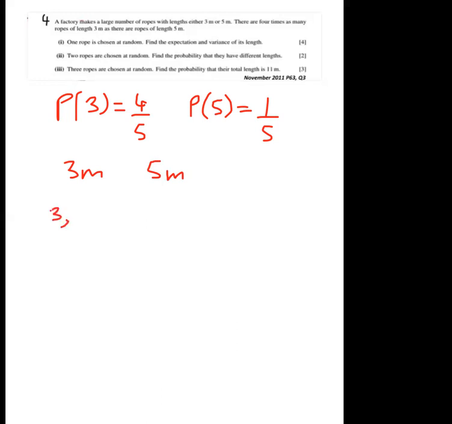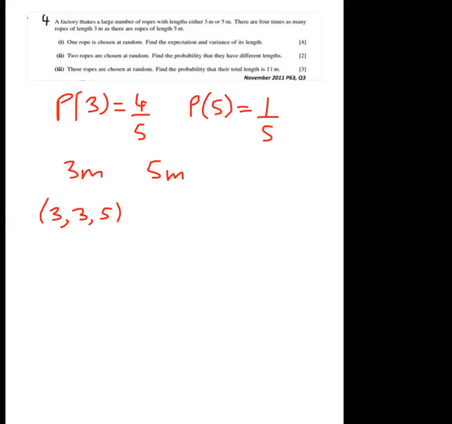In the third part, they're saying 3 ropes are chosen at random. Find the probability that their total length is 11 meters. So we have 3 meters and 5 meters. First, I'll write the probability of 3 and 5. This is 4 upon 5, and for 5, it is 1 upon 5. So what are the possible combinations that will make the total length 11 meters? It might be 3, 3, and then 5. If there are three 3s, it would be 9. If there are two 5s, it would be more than 11. So this is the only possible combination.